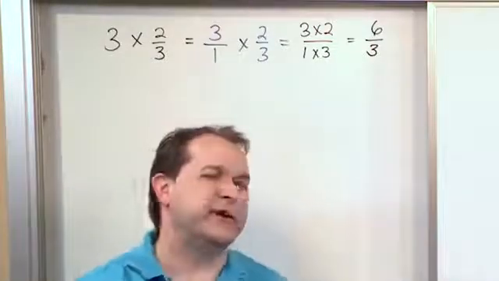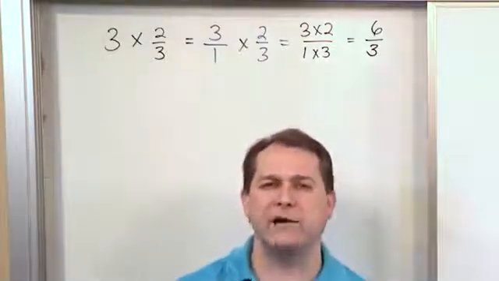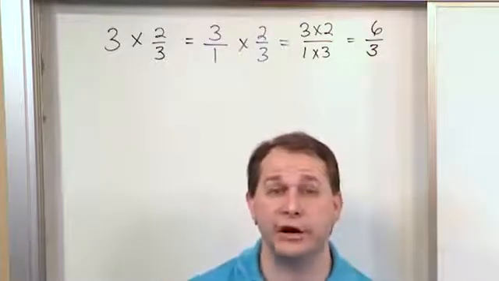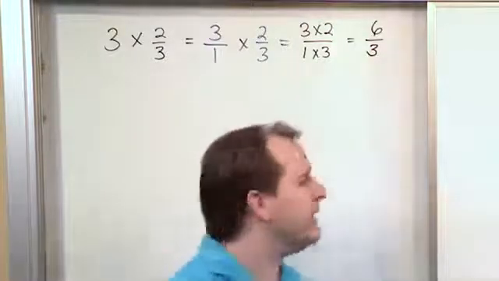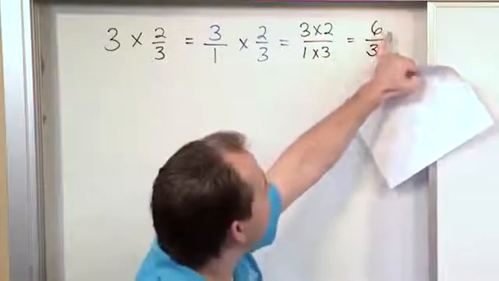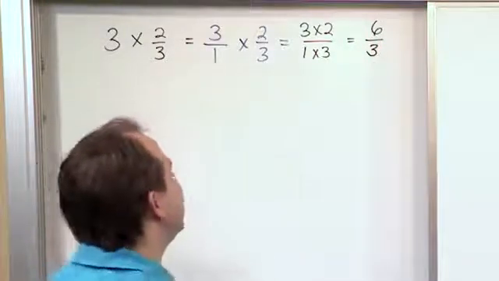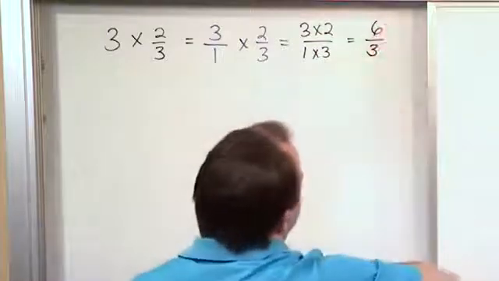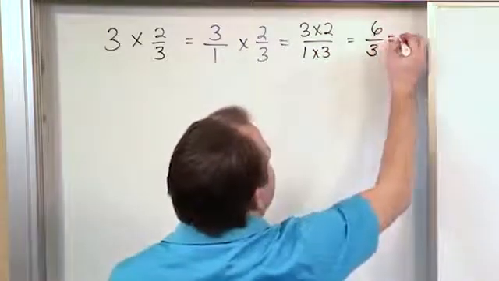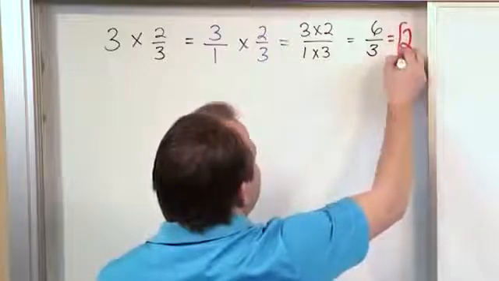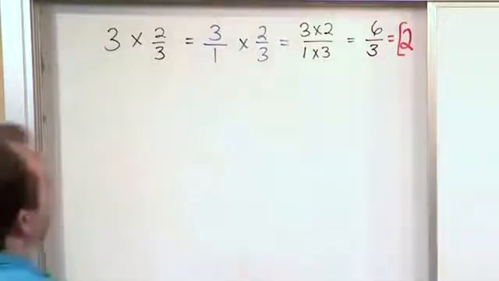But you have to ask yourself, is this simplified? You always check your fraction when you're done to see if it's fully simplified. In this one, we have a 6 over 3, so we can try to simplify it, but then we realize this is the same as 6 divided by 3, and 6 divided by 3 is 2. And 2 is the answer.